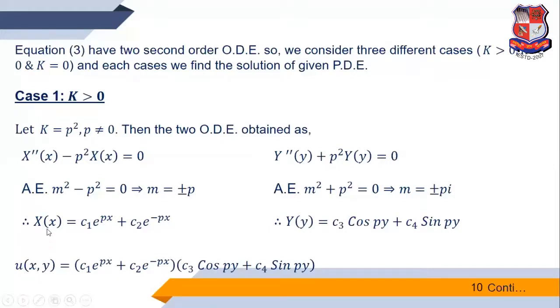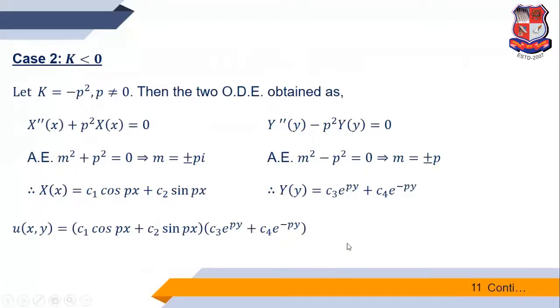Now the general solution of the given PDE for case k greater than 0, we write u of x,y is equal to X of x times Y of y. So X of x is this, c1 e raised to px plus c2 e raised to minus px, and Y of y is c3 cos py plus c4 sin py.